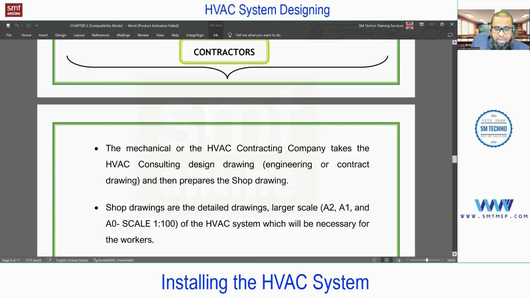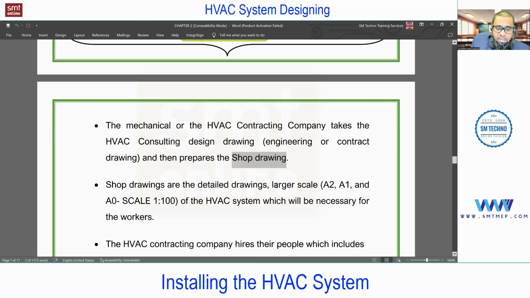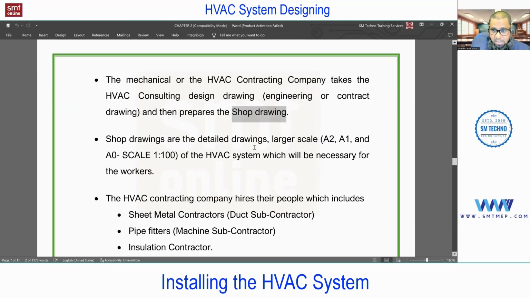So in this case, the mechanical or HVAC contracting company takes the HVAC consultant design drawing, also known as the engineering or contract drawing, or tender drawing, and then prepares what? Shop drawing, what we discussed in the types of drawing. Shop drawings are detailed drawings, larger scale, minimum A2 or A1 sheet. I think as engineers, you know these paper sizes. The normal paper size is A4, no?